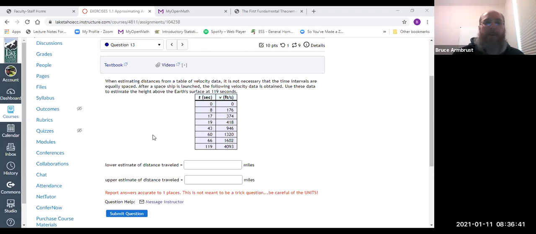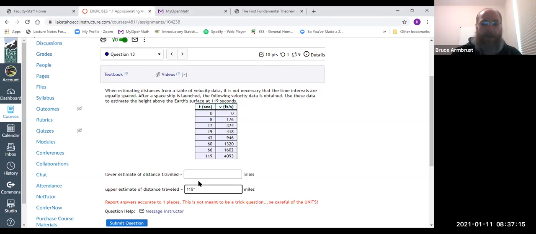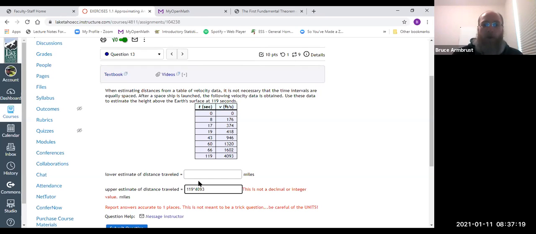How about this? We know how long the spaceship's been going. It's been going for 119 seconds. So we have a time. Do we know how fast it was going? 4,093. Okay, so we know its greatest velocity is 4,093 feet per second. So at best, if we were going 4,093 feet per second for the entire 119 seconds, we'll actually put in a number because it won't want it like that. What I'm going to do is take 119 and multiply it by 4,093. Since this is the greatest velocity that we're given, this is by far the upper estimate of the distance that we could travel.